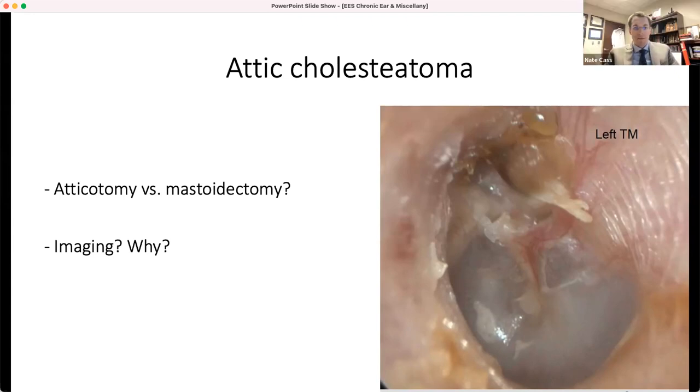So I guess first I would say I would try to clean this better in clinic and get a better understanding of how deep that pocket is. I'm also a big fan of using endoscopes in clinic, and even 30, 45 degree angle endoscopes, because I think that can really help inform decision making and counseling.